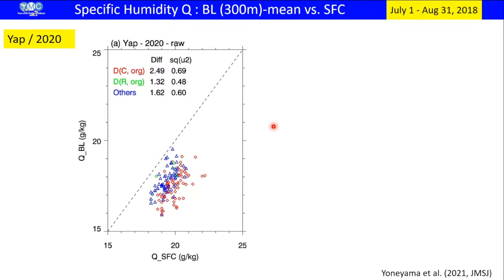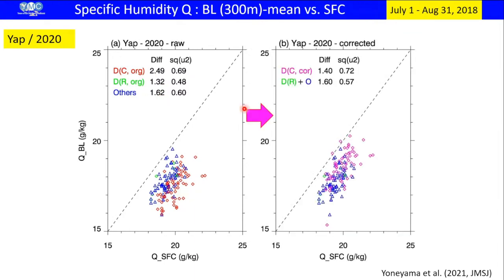A similar comparison was made for another site, obtained at YARP or Palau in 2020. As you can see, they also show some biases only during the clear fine day, daytime sounding like this one. Because during the nighttime or during rainy days, they did not show any significant difference, but only daytime sounding showed the clear difference compared to others. So we decided to apply the same procedure. You can see from now we obtain the corrected value.